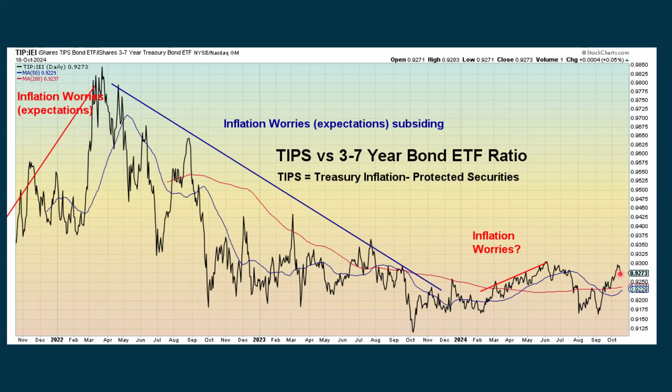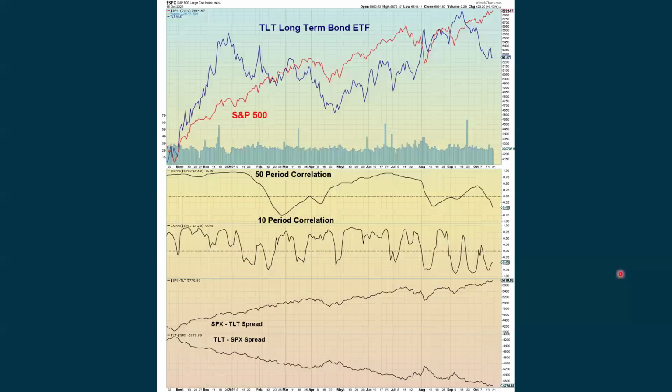So this could suggest that we're seeing a change in the overall economy where you can have interest rates going back up and you can see this ratio going up, and stocks can still go up at the same time because there's still economic growth that's happening.